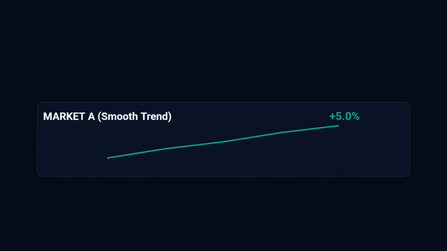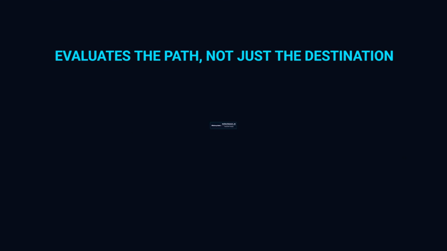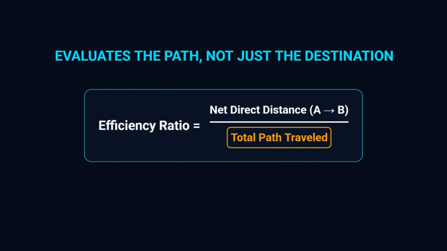It answers a very simple question: how efficiently does a market move from point A to point B? Imagine two markets that both gain exactly 5% over the course of a week. The first market rises steadily and relatively smoothly. The second market constantly moves up and down before eventually ending the week at the same 5% gain. Even though both markets reach the same destination, the first market is far more attractive for a trend-following strategy. The efficiency ratio captures exactly that. It does not only evaluate direction, it evaluates the path taken to get there.